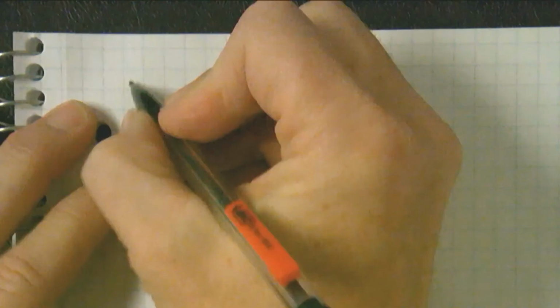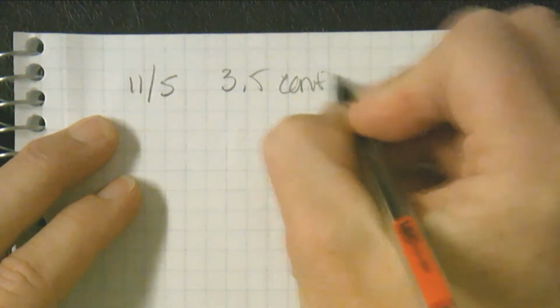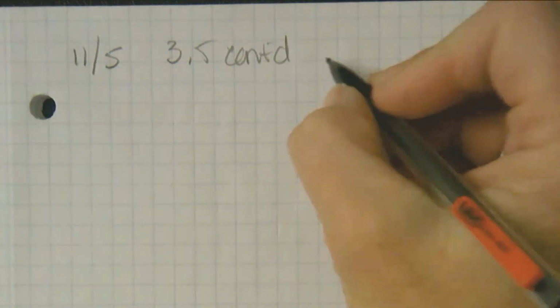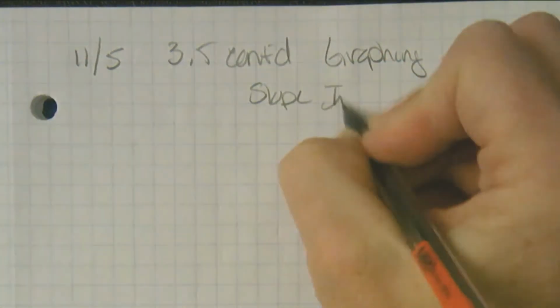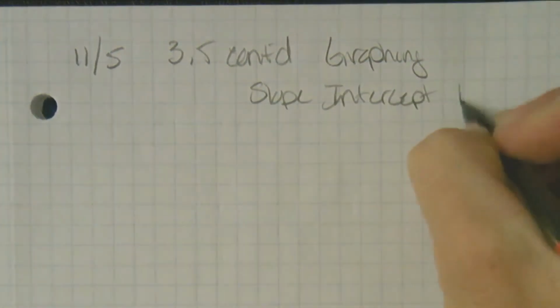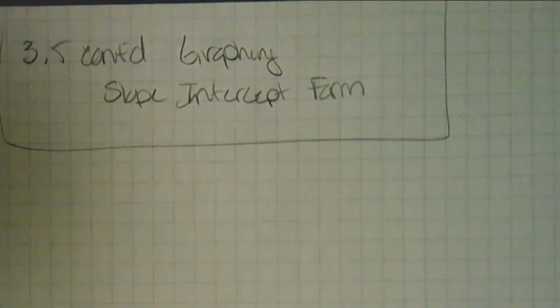All right, so today is 11/5. We are still doing 3.5, so 3.5 continued. And we're talking about graphing slope-intercept form. So far I'm not having you come up with your own slope-intercept form. Eventually we will be doing that from story problems, but they're going to be giving you the equations and we are going to be graphing them, okay? So it's a little bit easier in that respect.